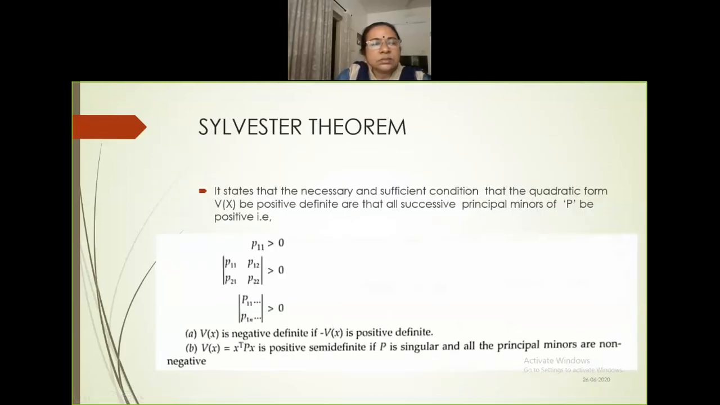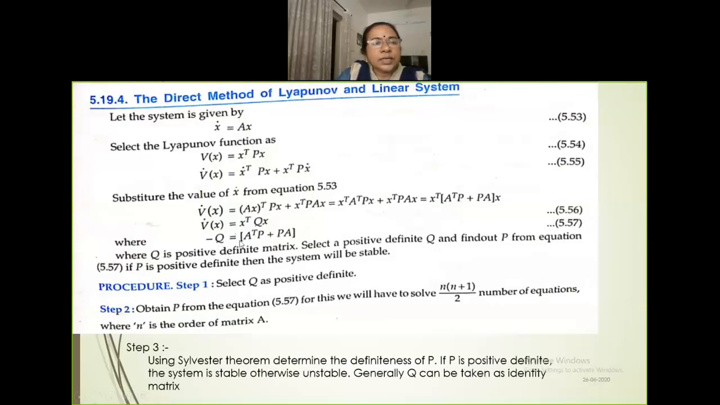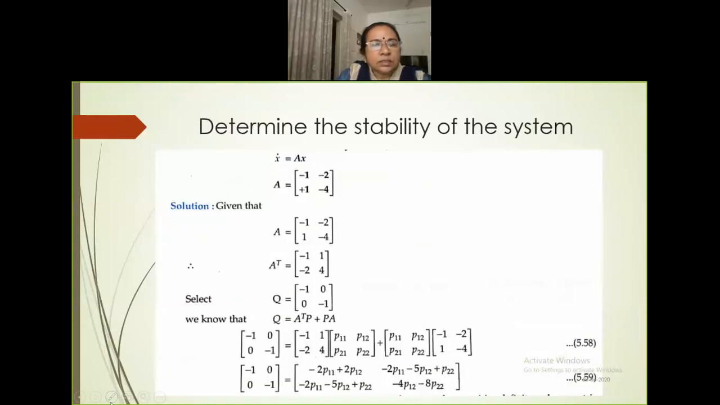See this, minus Q is equal to A transpose P plus PA. Select Q as positive definite. First one, select Q as positive definite. Generally, Q can be taken as identity matrix. That is why we have taken Q as identity matrix, minus 1, 0, 0, minus 1. Here we have taken it negative, that is why this is positive definite. Q is equal to A transpose P plus PA.